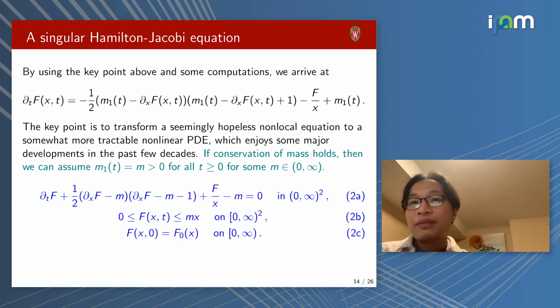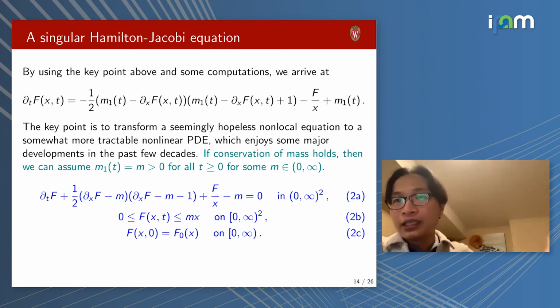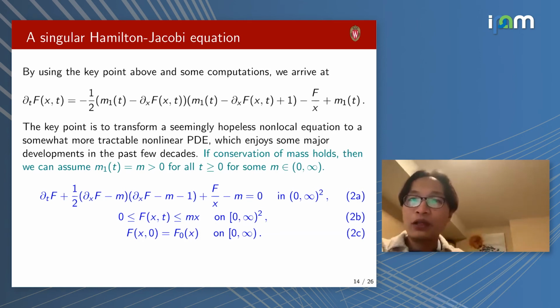Okay, so I have this equation. I'm not going to read it because it looks a little bit complicated. But anyway, when we see this equation, then it means that it's good. Instead of analyzing the coagulation-fragmentation equation, we can move into the Hamilton-Jacobi equation, analyze it, and try to read off information back to the coagulation-fragmentation equations.